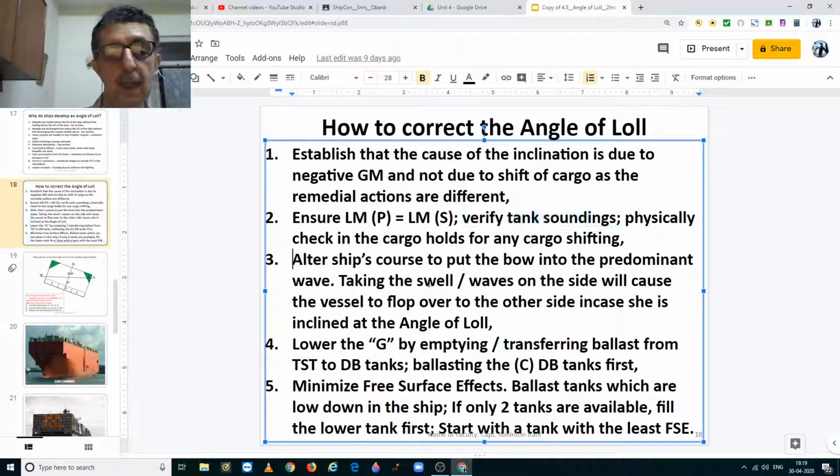So the thing to do is first alter the ship's course to put the bow into the prominent wave. Taking the swell and the waves on the sides will, as I mentioned earlier, cause the vessel to flop over to the other side, and you will now have an angle of loll. If she was lolled to the starboard side, she will now be lolled to the port side. Now this is a very dangerous situation. We don't want the ship flip-flopping from one side to the other because of the weather.